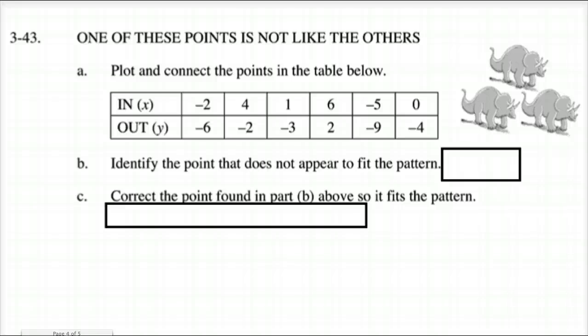One of these points is not like the others. Plot and connect the points in the table below. Again, I want you to make a neat graph. This graph might be a little bit different, so I want you to think about how this graph is different than the one you used in 42. Okay? Just think about that. And then there's one point that does not fit the pattern. You're supposed to identify that in B and correct the point. So correct that point so it fits the pattern and then graph that one also.